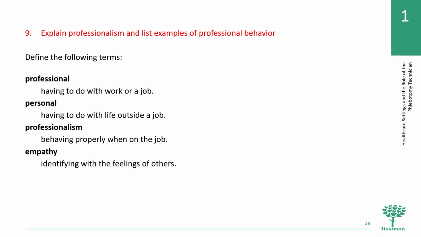The term professionalism does not simply mean receiving a paycheck for the activities that you do on a given job. There are very certain parameters, and we'll start with the terms and definitions. Professional means having to do with work or a job, but it could also refer to volunteer work and academic work as well. Personal means having to do with life outside of the job. The term professionalism involves behaving properly when on the job. And we're saying on the job is a catch-all for whether it's on the job, in the classroom, or in the field as a volunteer.